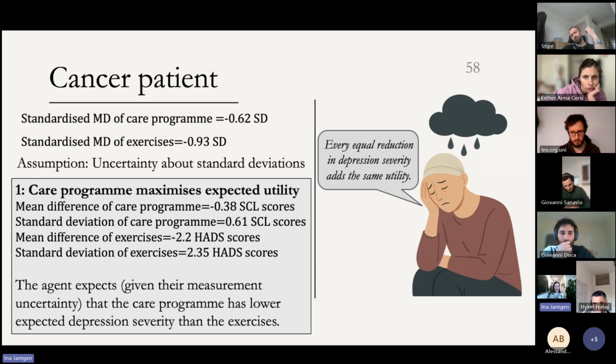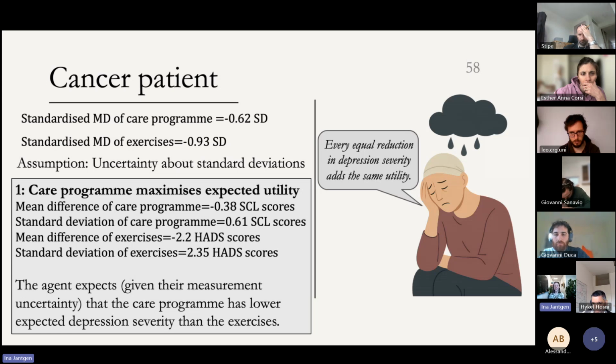In particular, it's compatible with the agent's best guess on how the checklist scores and HEAD scores relate being such that they expect that one checklist score corresponds roughly to 6 times as much depression severity as one HEAD score. So if that's the agent's best guess on the relationship, then I would come to expect that the CARE program has lower expected depression severity based on learning these mean differences and standard deviations.